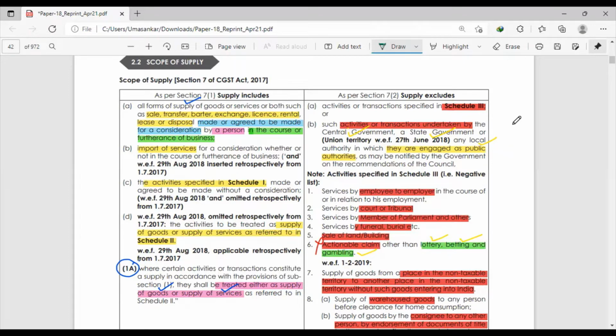Now Schedule 3, we'll consider as a negative list, and we have some of the list of some services. Okay, services by an employee to the employer under an employment contract. Services by a court, a tribunal, a district court, high court. Okay. Then services by a member of parliament, MLA, member of panchayats. Okay. Then services by a funeral, burial, including transportation. Then sale of land and building, actionable claims, but not lottery, betting, gambling. This lottery, betting, gambling will come under supply.